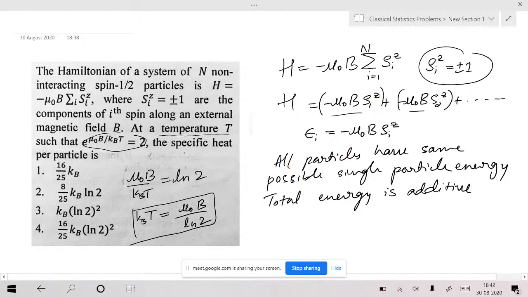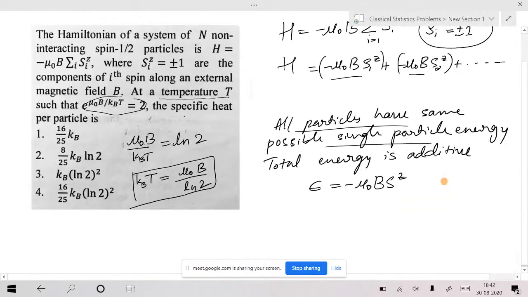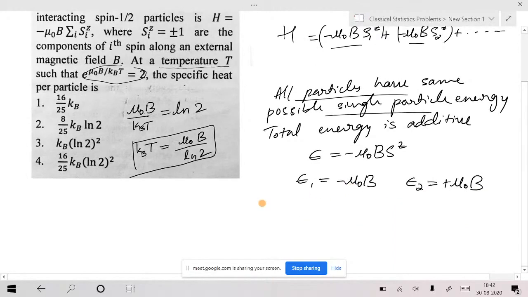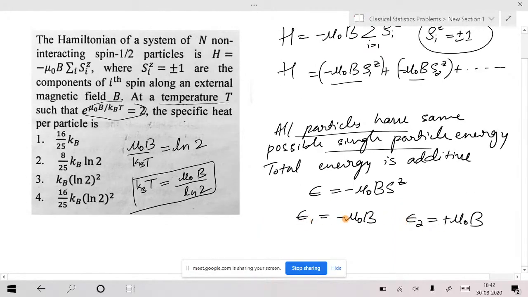Now all particles have the same possible single particle energies. What are those possible single particle energies? Let me write E equal to minus mu naught B S^z, where S^z is plus or minus 1. Let me write E_1, the ground state, taking S^z equal to minus 1: E_1 is equal to minus mu naught into B. Another one is E_2, that is equal to plus mu naught into B. Let me take these as the single particle energies. Total energy is because of the addition of these kinds of energies, and each of those is probabilistic. When you see a single particle, it has two possible energies, so these are those two possibilities.